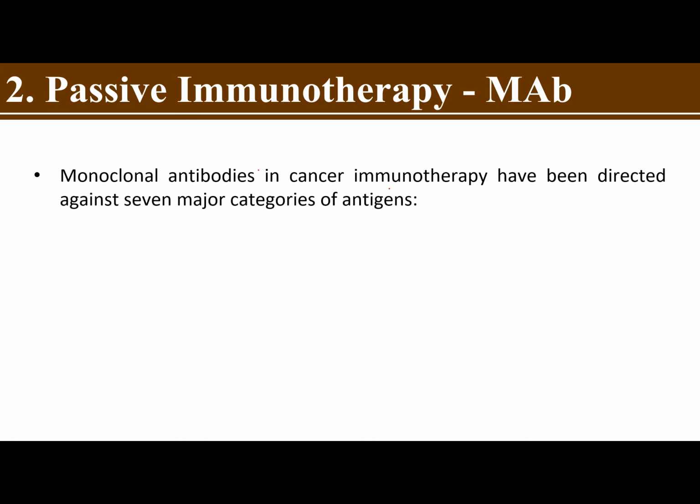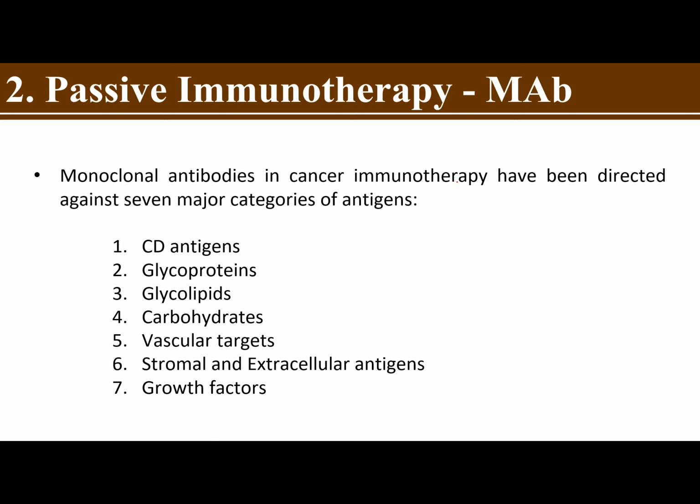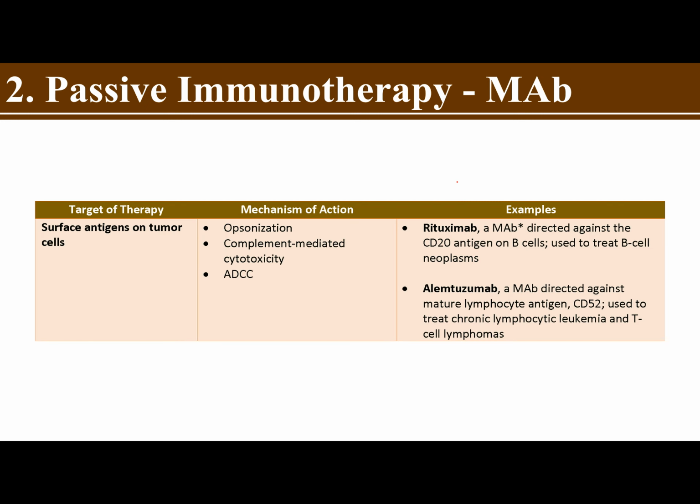And you also have your monoclonal antibodies, which have been directed against seven major categories of antigen. The CD antigens, the glycoproteins, glycolipids, carbohydrates, vascular targets, stromal and extracellular antigen, and the growth factors. Then the target of therapy, so these are some of your monoclonal antibodies class. Actually, madami sila, but I need you to memorize this in preparation for your exam and your quiz.